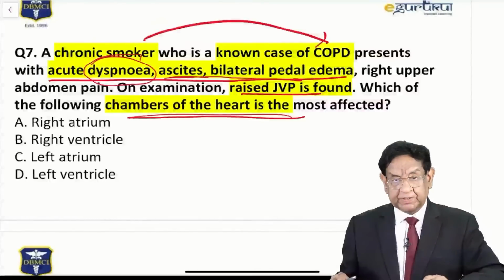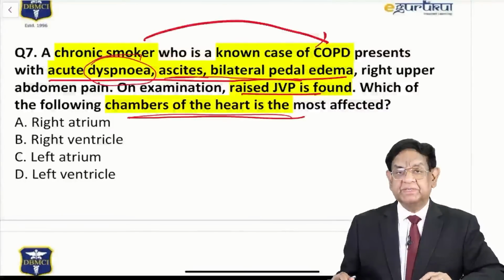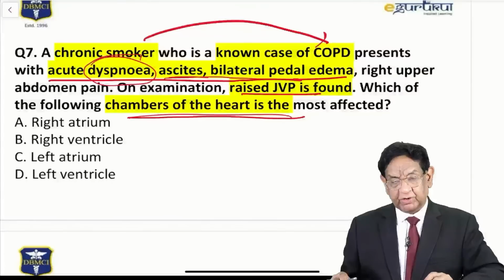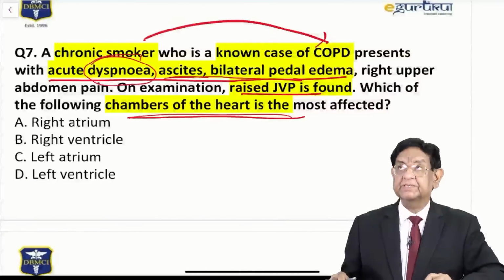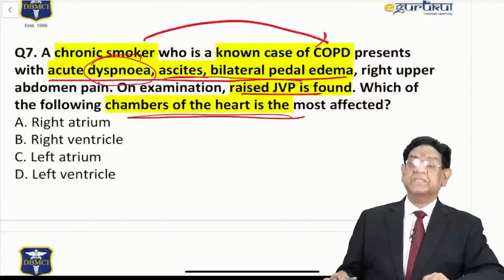So there are 4 options. Write down the answer A, B, C, D right now in your copy. You get 20 seconds to think of an answer.